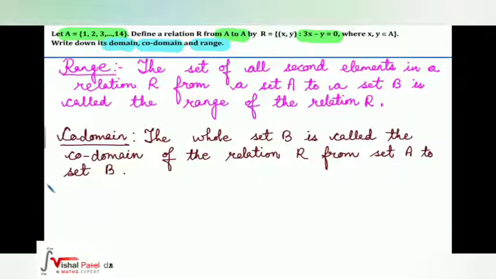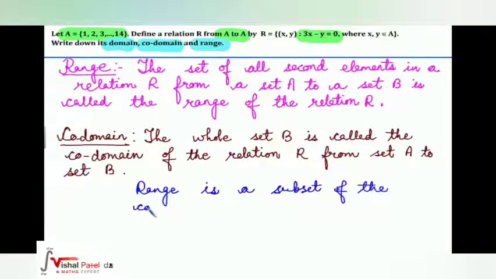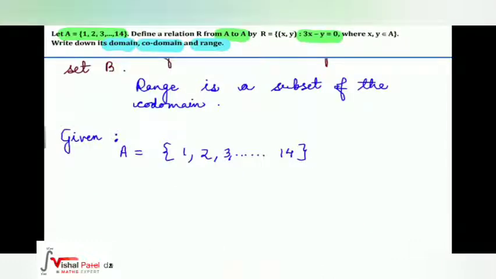Here you are given a relation R from A to A. So here A to A, your second set is A, right? So your codomain is obviously A, and range is always a subset of the codomain. So here our codomain is A, that is, 1 to 14. So range will also be from 1 to 14.